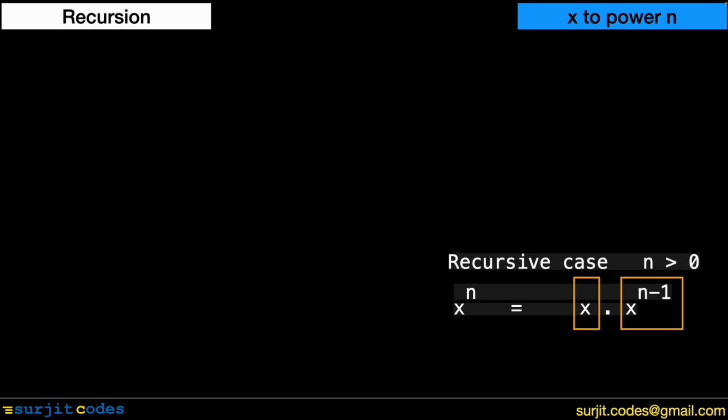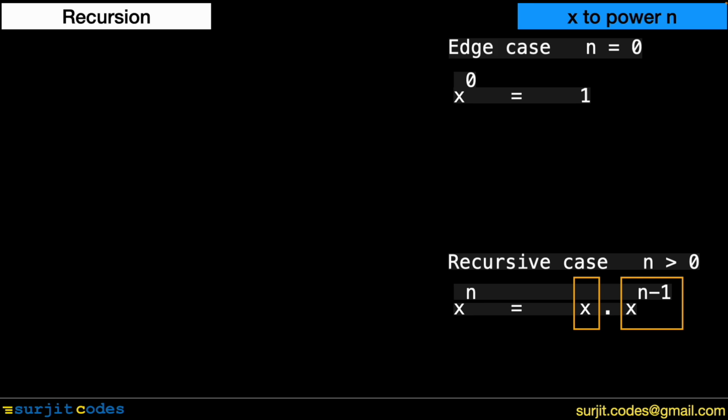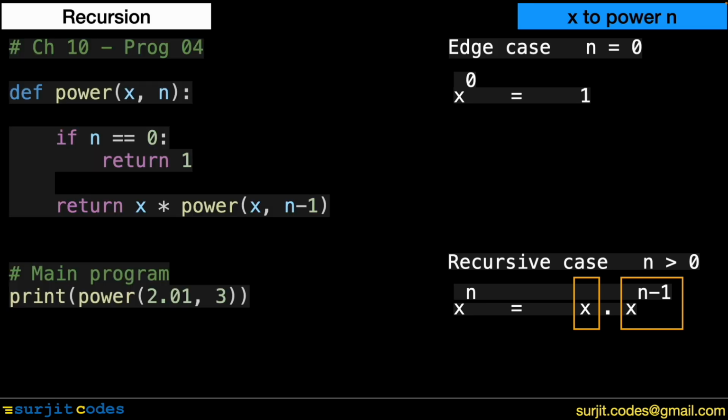This is the recursive relation for n greater than 0, while the edge case is when n is equal to 0. We can now write the recursive program for this. When n is 0, we return 1, otherwise we return the recursive relation. The question left is, what will happen if n is negative?